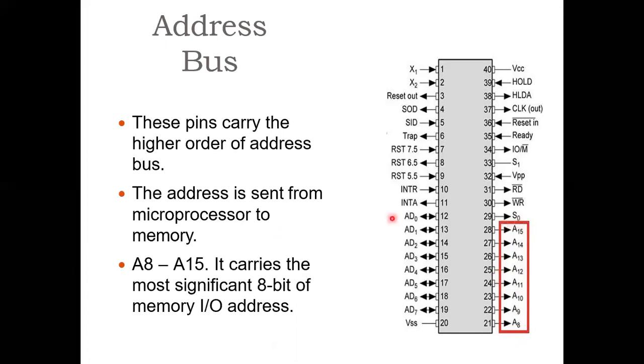This address is sent from the microprocessor to memory. Already I said address is a unidirectional bus. It will send from the microprocessor to the memory. So they put an arrow mark from the microprocessor to memory, outside of the microprocessor. A8 to A15 carries the most significant 8 bits of the memory or input output address. Okay, so this is the higher order address.